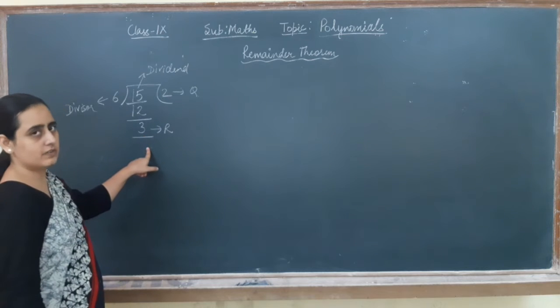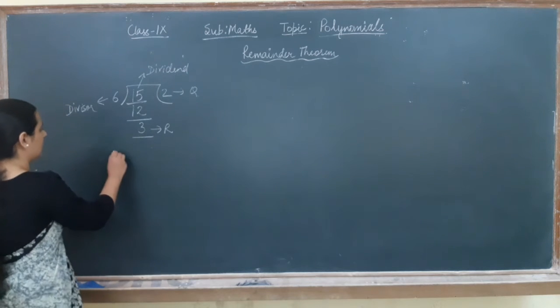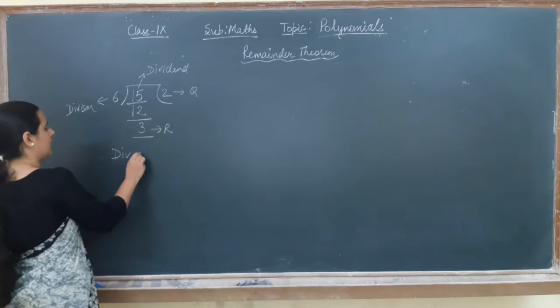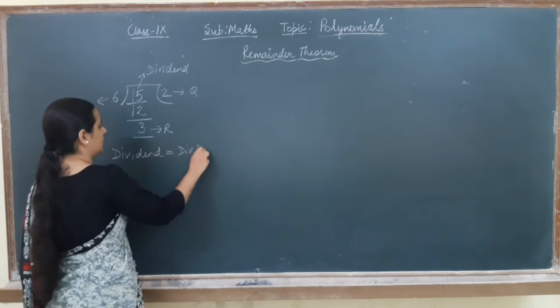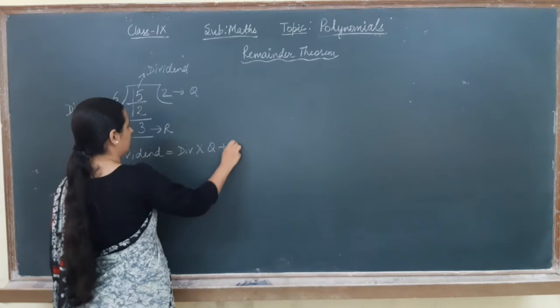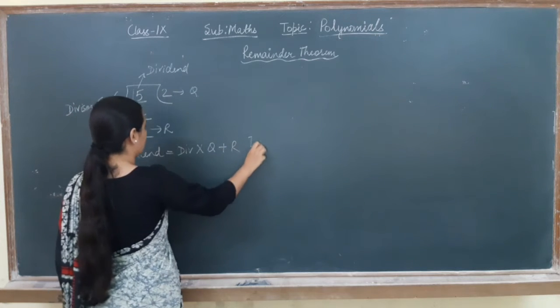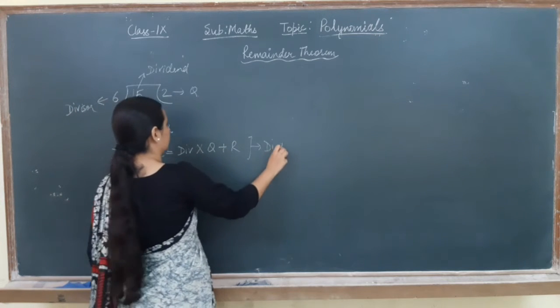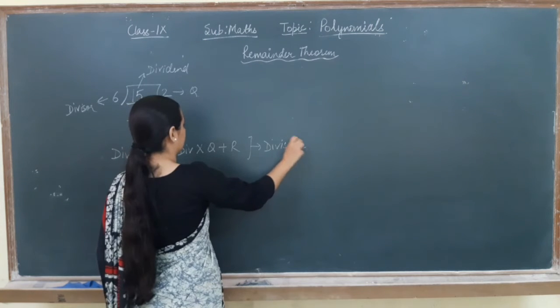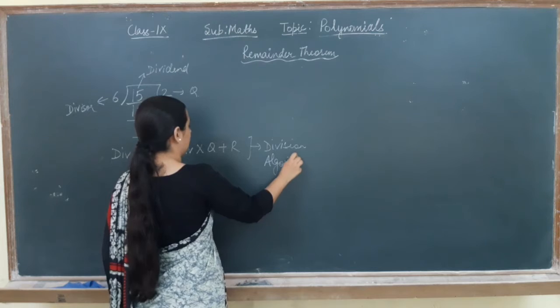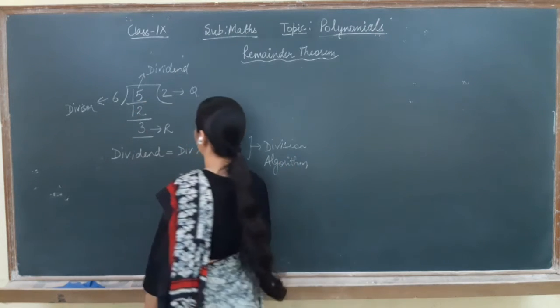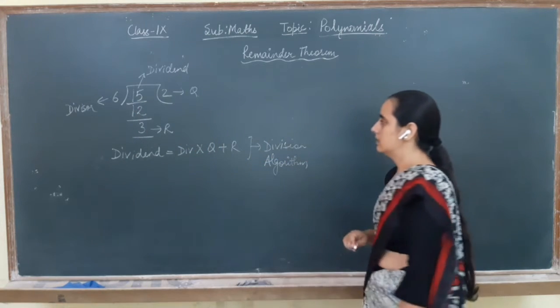This is called as division algorithm, that we say dividend is equal to divisor into quotient plus remainder. This thing is called as division algorithm. Fine. We can use it in polynomials also. Now coming to the second thing.